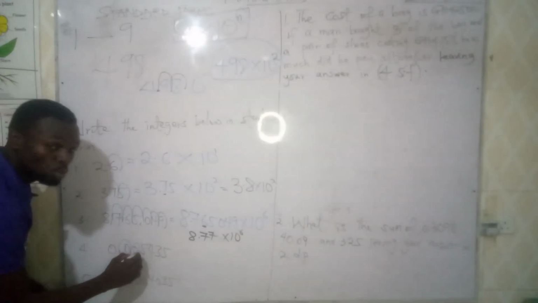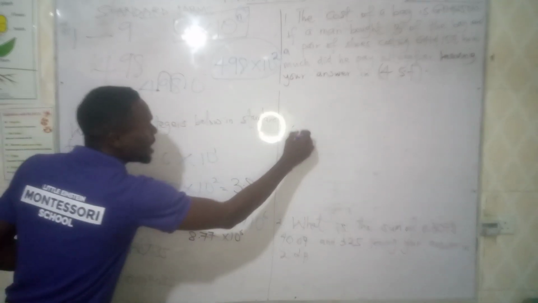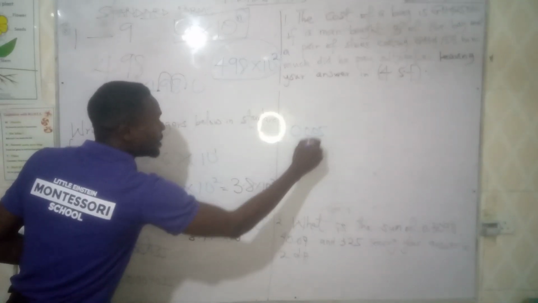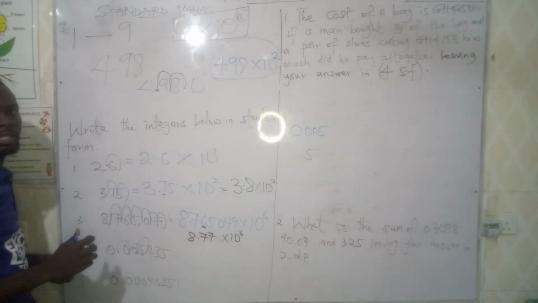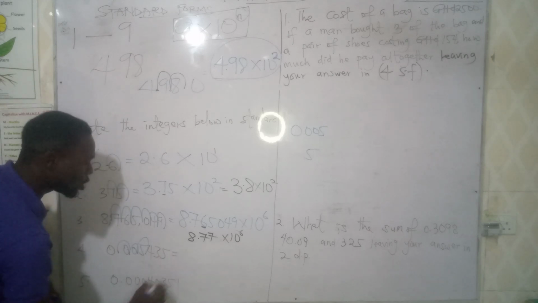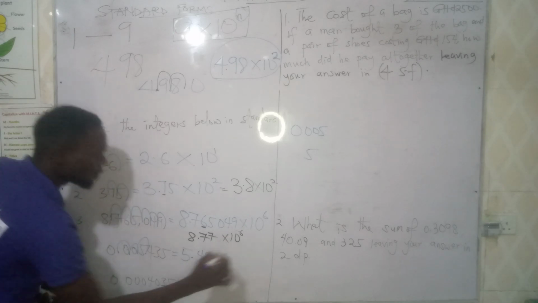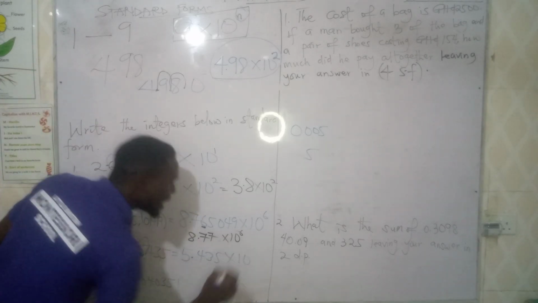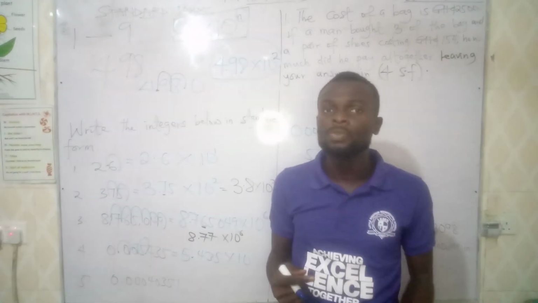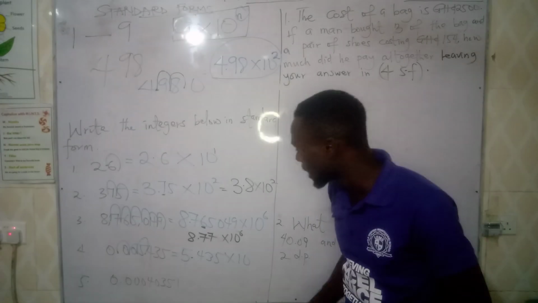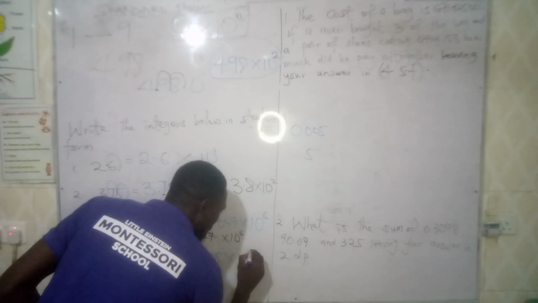Then we have 2, 3. Now I'm having 0, 0, 5. Now this 0, 0, 0, 5 is the same as 5, which can be seen in the numbers here. So we are going to say this is equal to 5. Where is the point? Here. Then we have 4, 3, 5 times 10. And the 10 is going to be raised to the power of the number of times you moved. How many times did we move? Let's count. We moved 1, 2, 3. So raised to the power 3.